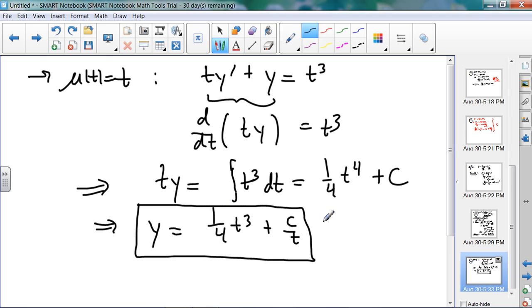Notice that this is what I was mentioning earlier. Here is our arbitrary constant c. So if we're going to need to impose any conditions, and we'll talk about that in a bit, we can use that c standing there.